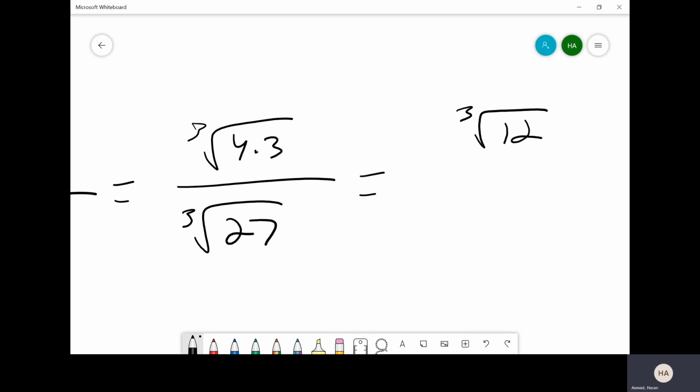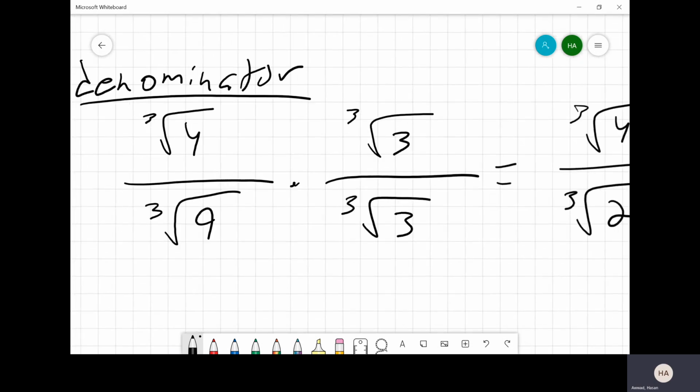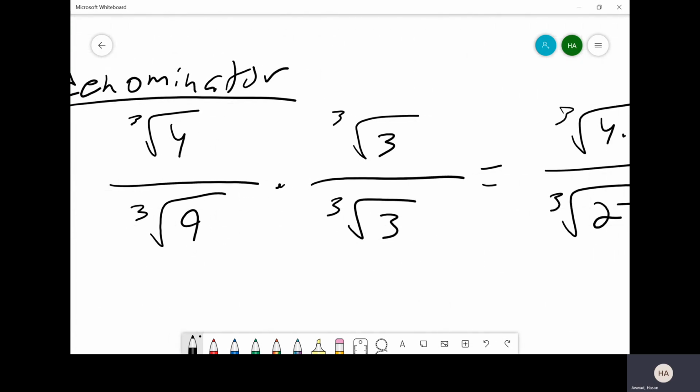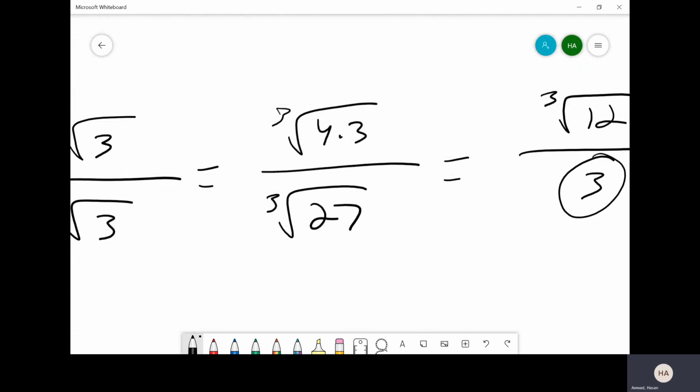We get the cube root of 12 up top, all over the cube root of 27, which is just 3, and voila, we have now rationalized the denominator because we just have a regular number, no more root in the denominator. Okay, so our plan of attack was a little different, but still the same idea, right? Rationalizing just means we're trying to get rid of the root through whatever means possible.